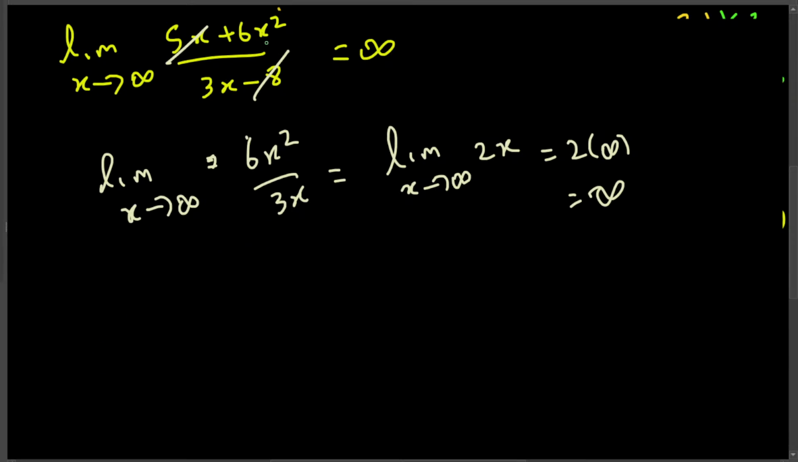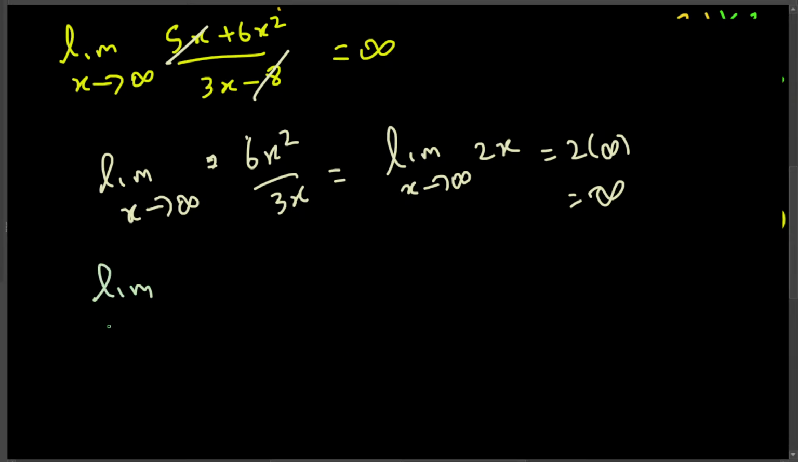Now another way you can do it is you have to look at the common highest power in both the numerator and the denominator. Here we have 5x plus 6x squared, but in the denominator we have 3x minus 8. So in the denominator we have only x, right? If we had x squared, we would multiply by 1 over x squared. But since the denominator has only x, we can multiply the numerator and the denominator by 1 over x. Let's go ahead and do that.